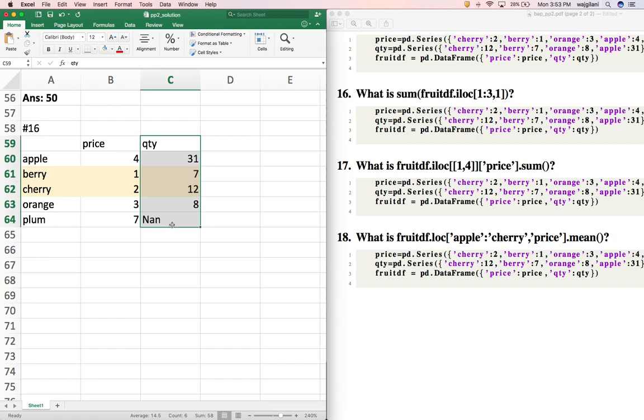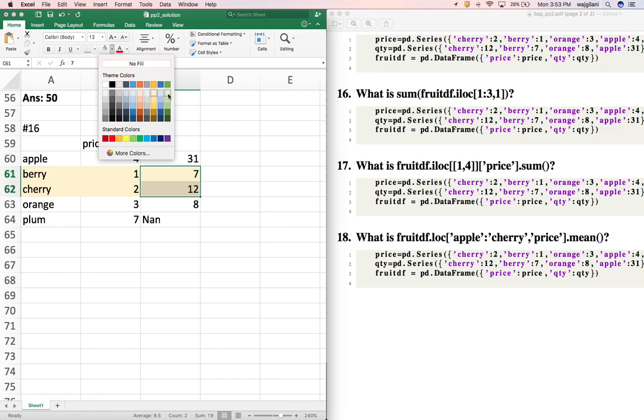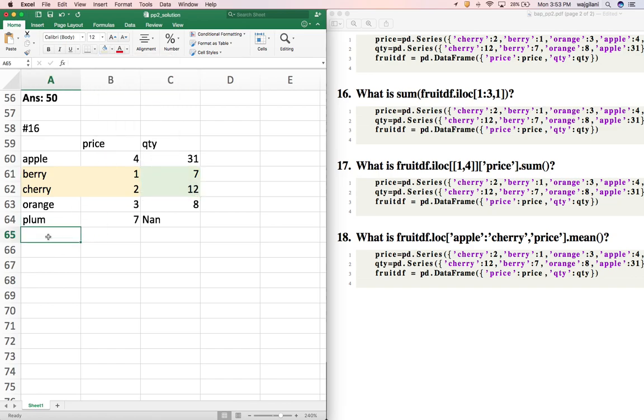Remember, iloc only takes the position of the columns, not the column names. That will give an error. If you put a column name in there, it'll give you an error. So here now, I'm selecting these values, 7 and 12. And this is going to give you, ladies and gentlemen, an answer of 19.